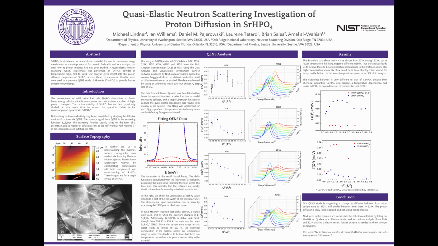Calculating the diffusion coefficient by fitting the data to a diffusion model such as the Chudley-Elliott model will be the next step in our research. Strontium hydrogen phosphate is chemically stable in our temperature range, so this kind of analysis would be perfect for understanding more about the temperature dependence of proton diffusion in strontium hydrogen phosphate.